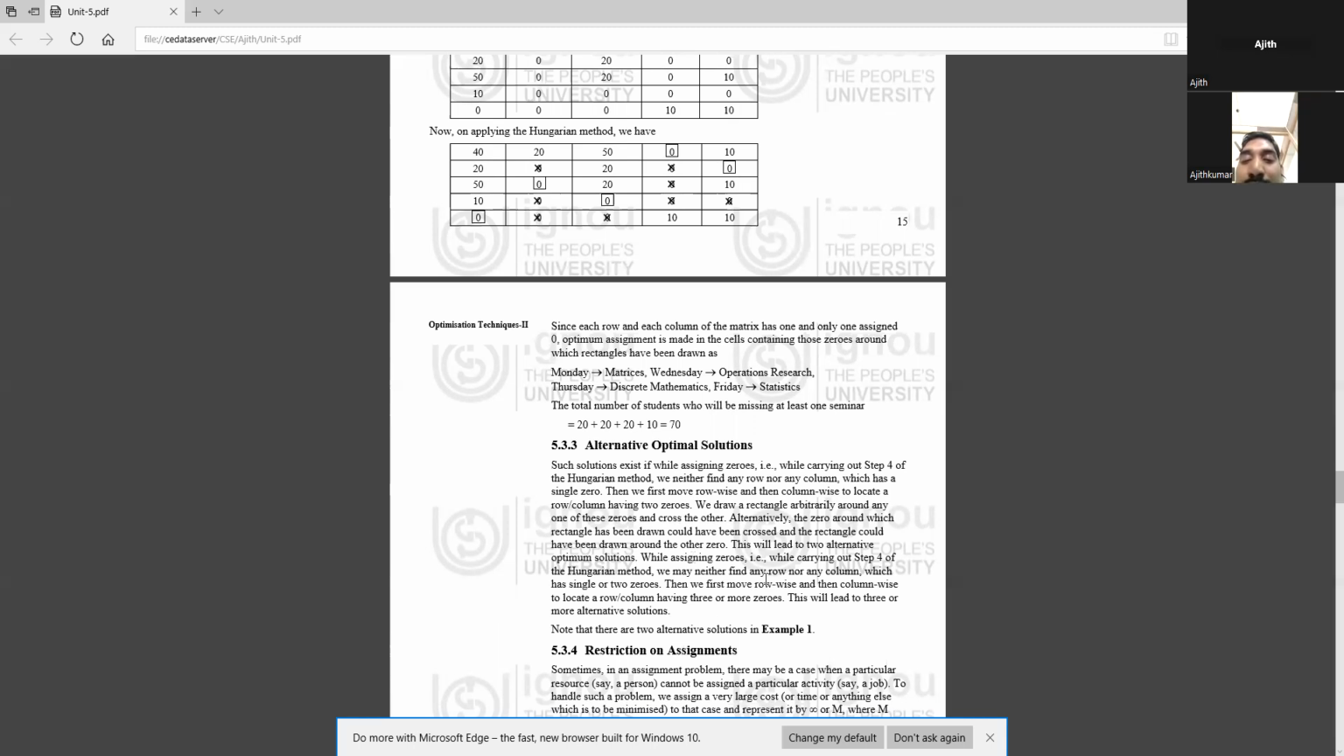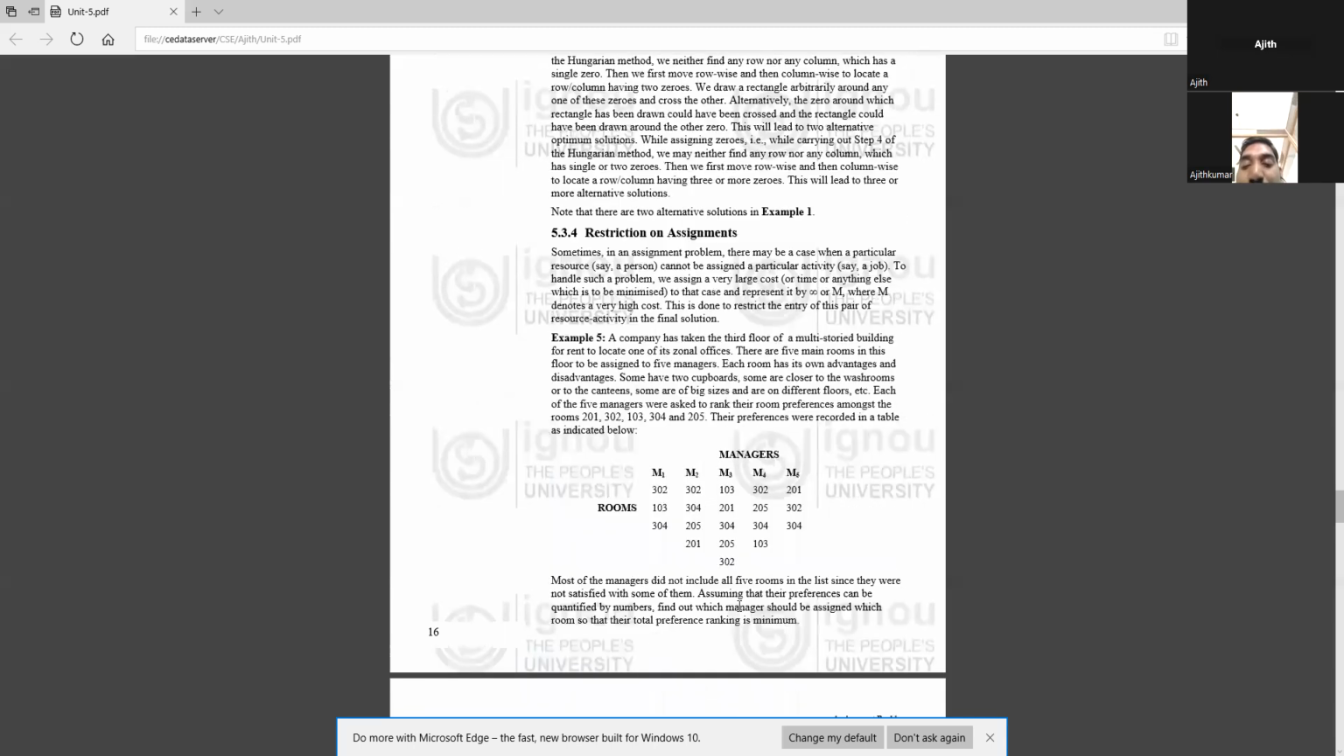So Monday matrix, Wednesday operation research, Thursday discrete mathematics, and Friday statistics is the answer. The values will be taken from the top of the given problem. The answer will be 20, 20, 20, and 10. So the total answer will be 70. This is an optimization problem.